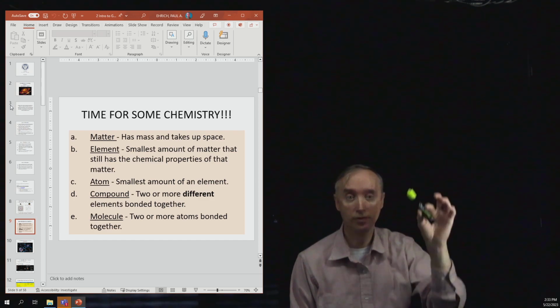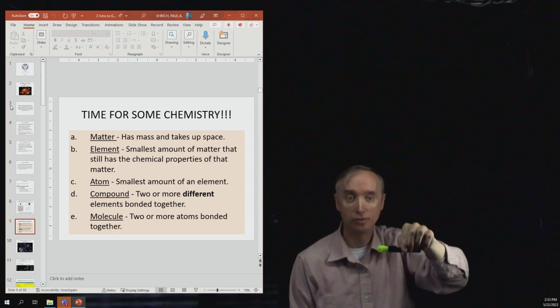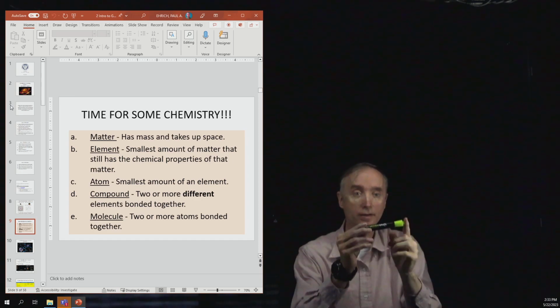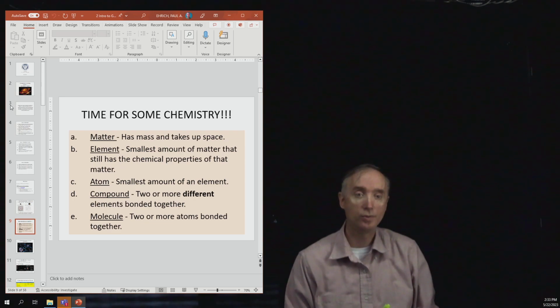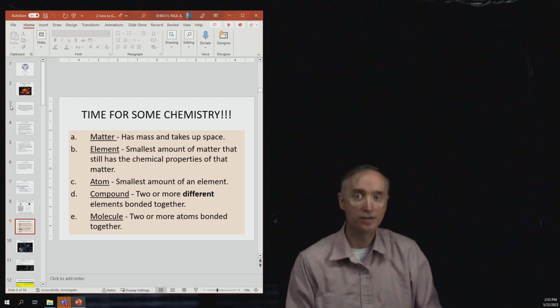So for example, this pen, if I was to put it on a mass scale, you would notice that it has a certain mass to it, and you can see that it has a length and a width and a height, so it takes up space. So we would say that this thing is composed of matter. Now, what is matter composed of? Okay, that's where the word element comes in.